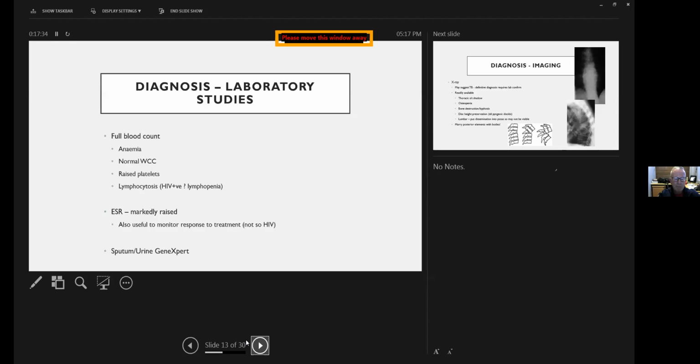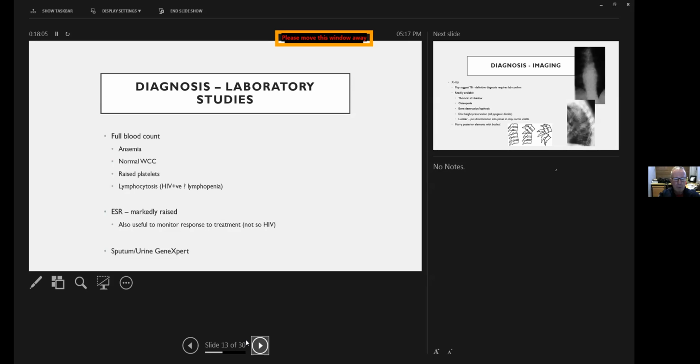Laboratory studies, the full blood count, there may well be an anemia, which is just a sign of chronic infection. The white cell count is invariably normal. Koshi Daniel and Prof. Dunn did a paper published in a European journal which showed the raised platelet count of patients with tuberculosis. I like to punt that one. And lymphocytosis, if there is a problem, it's usually elevated, except in HIV positive patients where you might have lymphopenia.